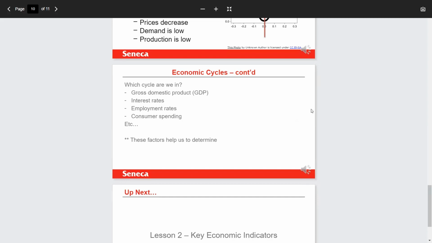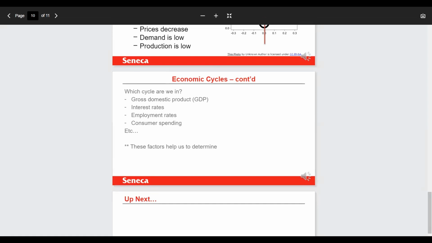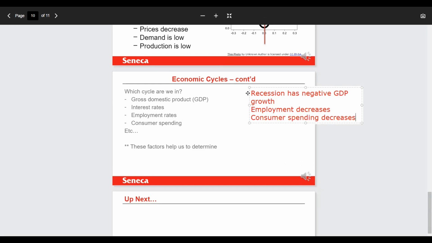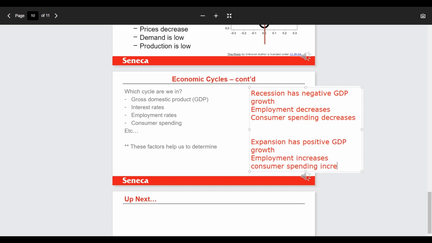In this case, recession has negative GDP growth, employment decreases, consumer spending decreases. And then expansion has positive GDP growth, employment increases, and consumer spending increases. So those are the differences there.